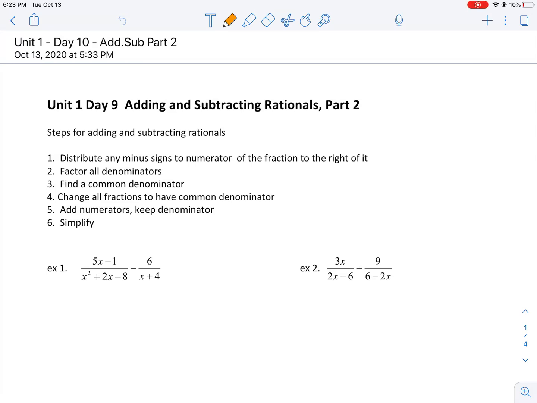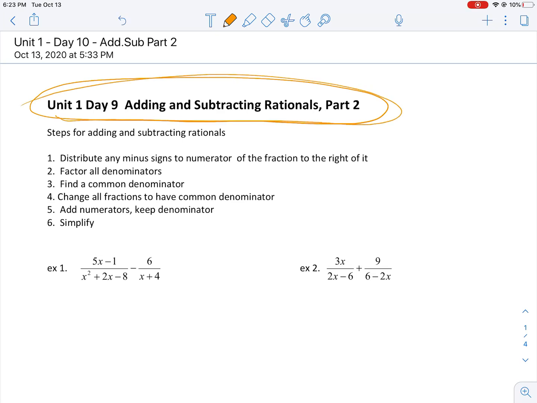Hello everybody, this is Unit 1, Day 9, part 2 of adding and subtracting rational expressions. So, let's get started here, all right?